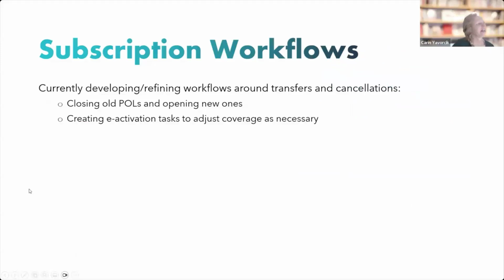The last thing I wanted to note is that this year we're currently working on developing and refining workflows specifically around transfers and cancellations. Last year we were really focused on getting this information correct and accurate in the system, making sure that everything had a PO line. This year we are doing a little more canceling than usual because we did get a pretty significant budget cut to our collections budget. So it's a good opportunity for us to make notes around how we close PO lines or open new ones if there's a transfer, and how we create e-activation tasks and adjust coverage or perpetual coverage as necessary.